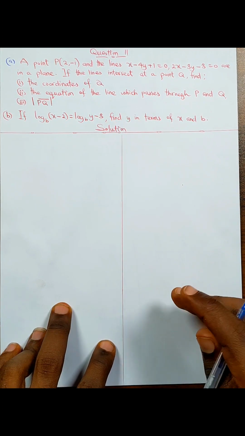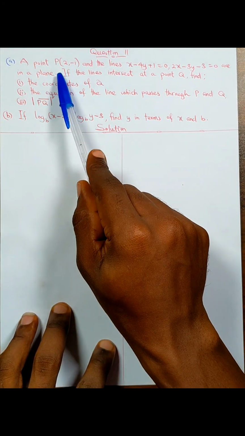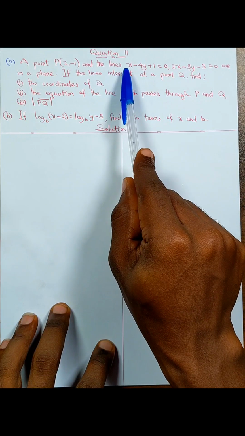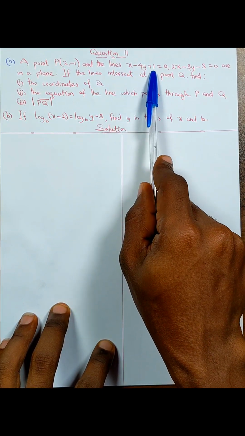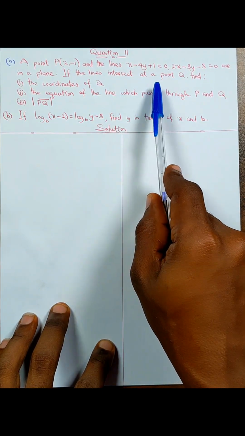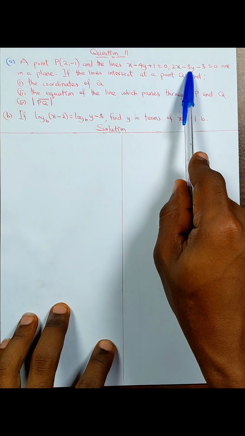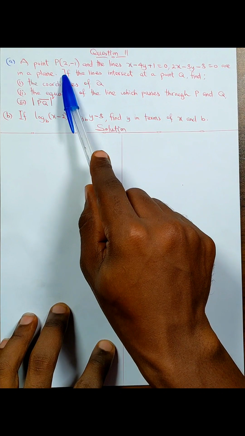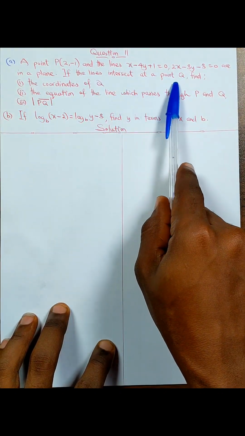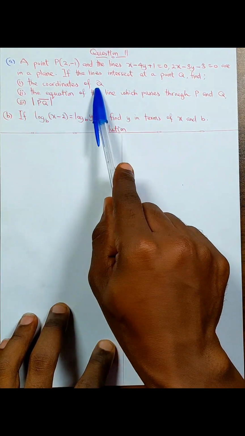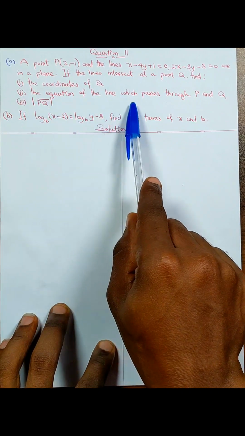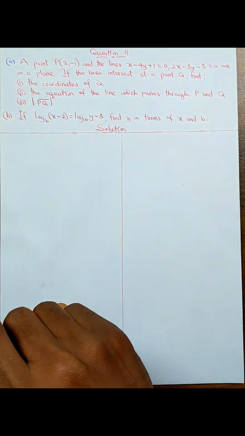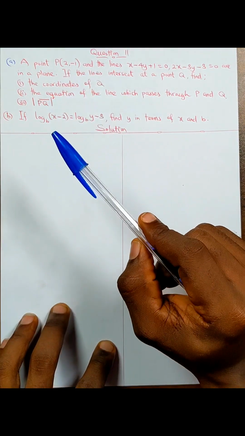The first question says that a point P(2, -1) and the lines x - 4y + 1 = 0 and 2x - 3y - 3 = 0 are in a plane. If the lines intersect at a point Q, find the coordinates of Q, the equation of the line which passes through P and Q, and then the length of vector PQ.